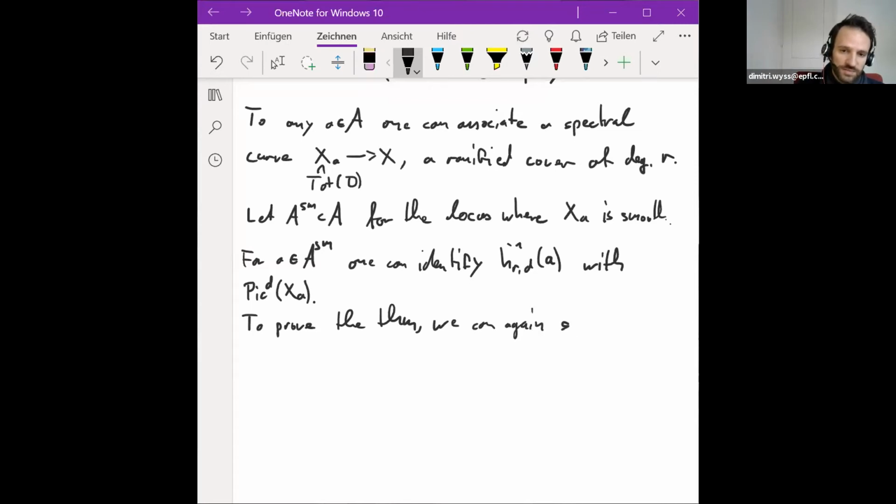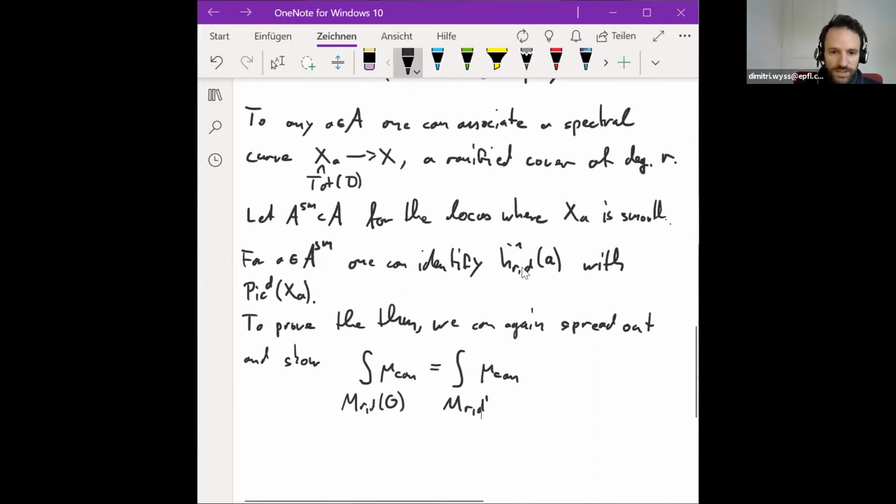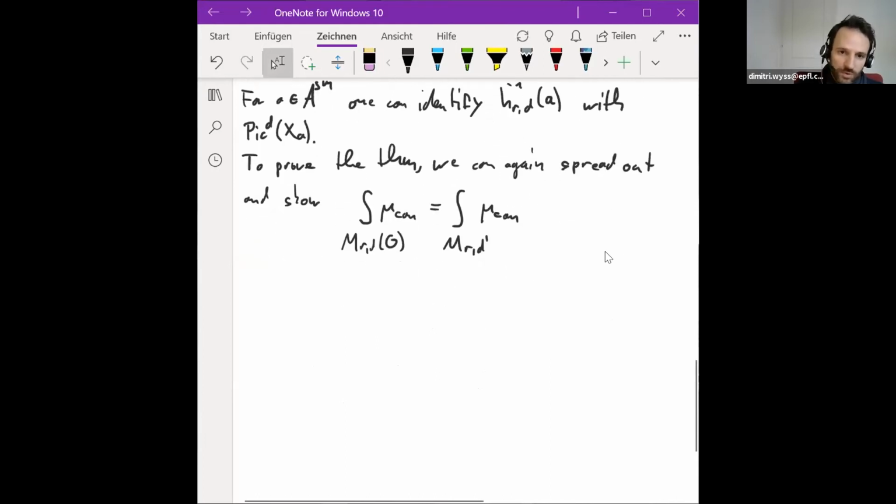So we can again just spread out and show the following. We want to show that the integral over O points with respect to the canonical measure for R and D is the same as the integral with respect to the canonical measure of M_{R,D'}, also over O points.